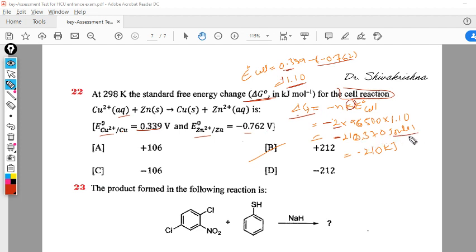2,10,370 in joules. If I convert it to kilojoules, it is into 10 to the power minus 3, or divide by 1000. So it's going to give 210 kilojoules, which is negative. So this is not the option. Option D is the correct answer. There was a mistake while submitting. Okay, next.